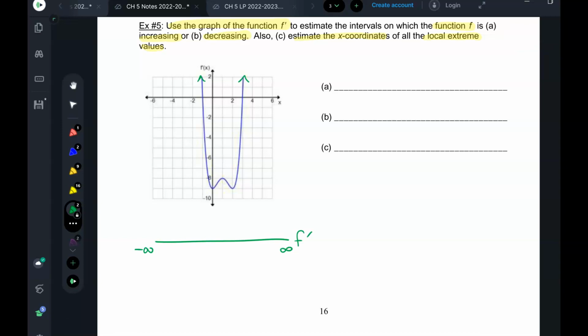Okay, now, if I'm looking for places where f prime is equal to 0, where is f prime equal to 0? Where it crosses. Okay, so that's going to be at -1 and 3. Right, it's crossing right here, if you want to look. Because remember, this is f prime. This is the derivative graph.